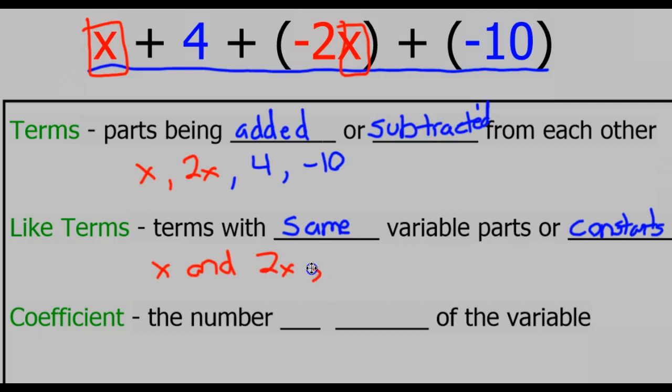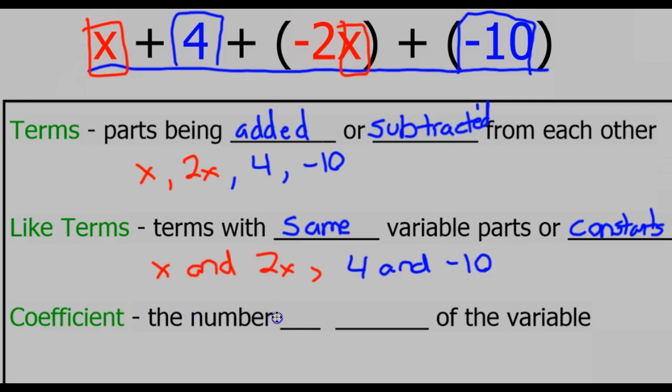Or constants. A constant is a number that never changes or doesn't have a variable. Here we have 2, 4, and -10. So 4 and -10 are also like terms, because they both don't have that x or a variable on them.